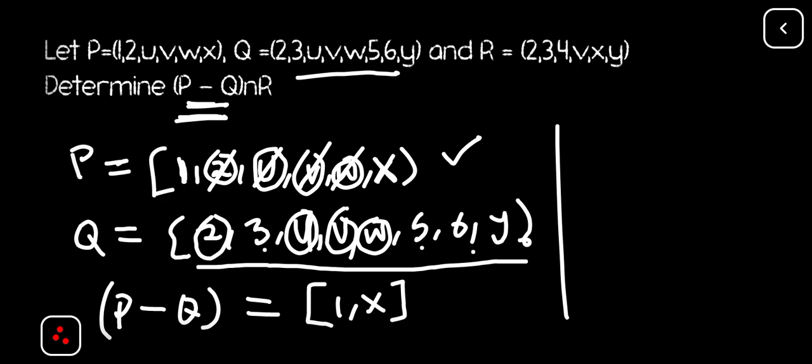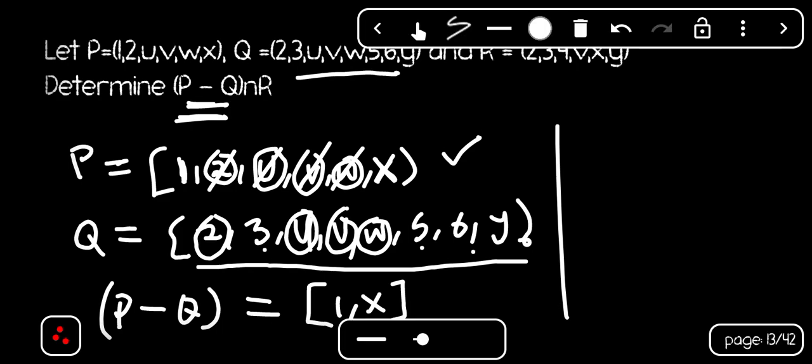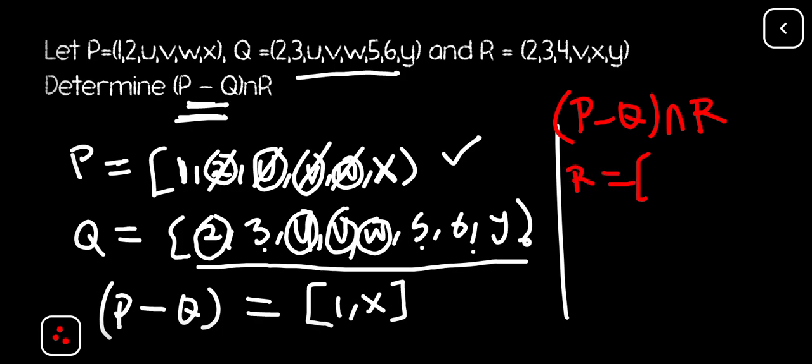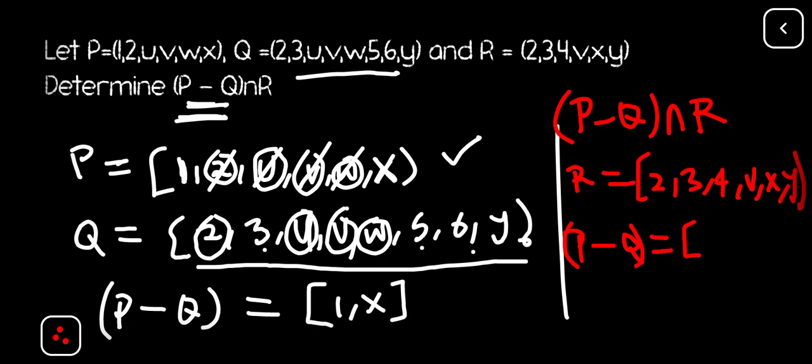Now we need to get the intersection with R. So the original question is P minus Q intersection R. What is intersection? Intersection is common elements. And we know R is 2, 3, 4, V, X, and Y. So if you're following very closely, you'd already know the answer to this question. We already know that P minus Q is 1 and X.